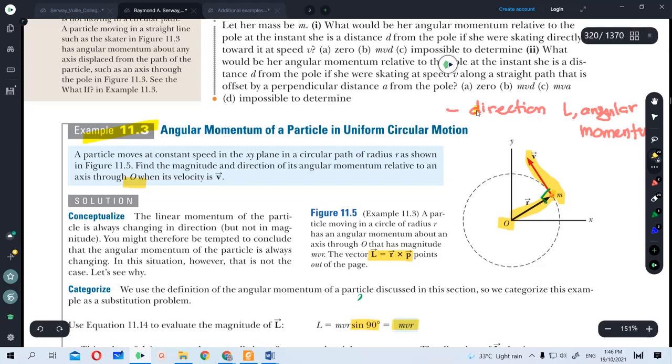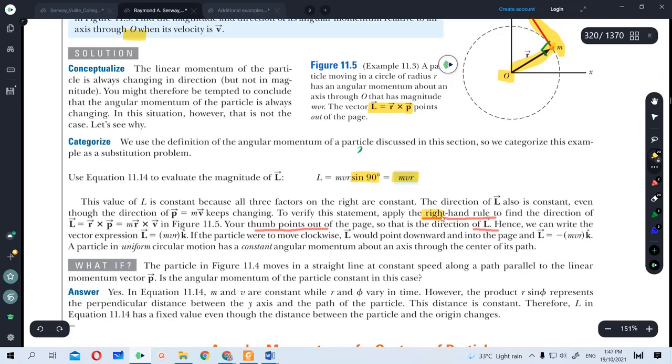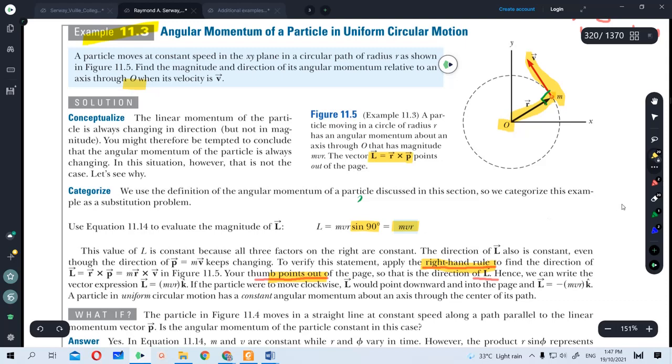The second thing that we would like to evaluate is the direction, because angular momentum is a vector product. By using the right hand rule, you find that your thumb is out of the page. That's one way of looking at it. Since it's out of the page, that would be a positive value of angular momentum.